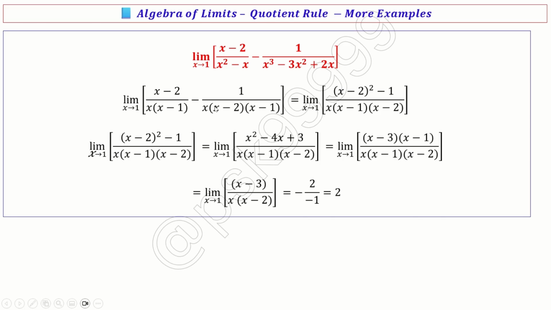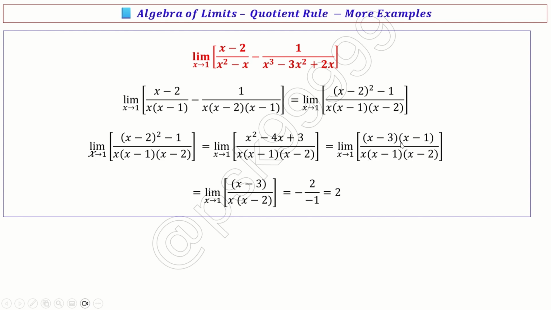Is the limit undefined? No, first you solve it by the simple fraction method. How do you solve the fractions? You take the LCM, and then x minus 2 whole square minus 1. If I simplify this one, I get x square minus 4x plus 3, and the denominator is x into x minus 1 into x minus 2. And the numerator will become x minus 3 into x minus 1, divided by x into x minus 1 into x minus 2.